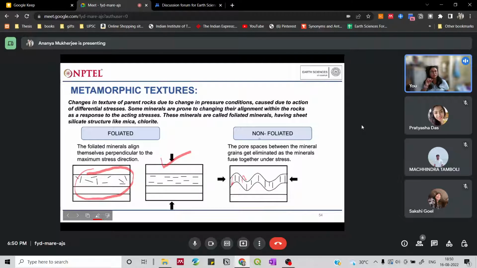Non-foliated usually happens firstly because the parent rock does not have much of these minerals. If there are some, due to the metamorphism and the pressure and temperature conditions, these minerals recrystallize, and since they are low in amount, they don't really affect the chemical composition of the formed metamorphic rock. Also, the pore spaces of the non-foliated rock are eliminated, and the mineral grains fuse together as they recrystallize into a new metamorphic rock.